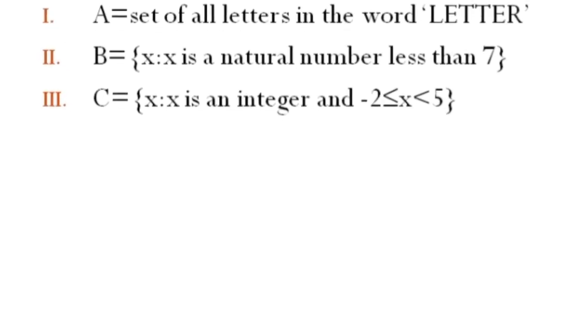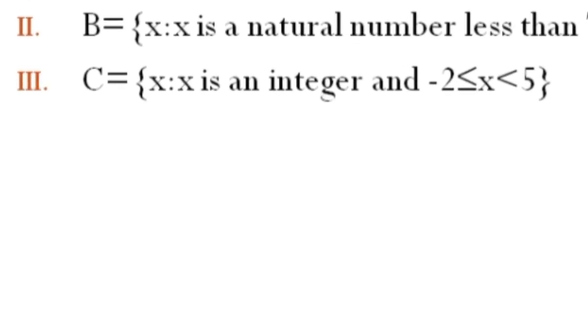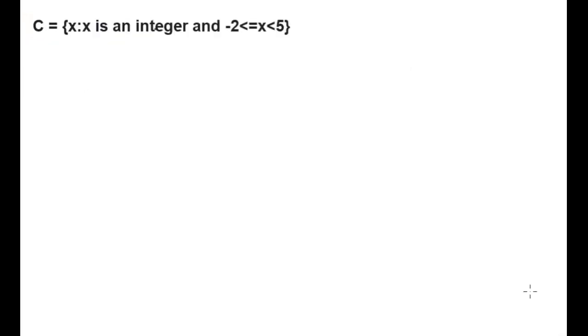Question number 3. C is a set of X where X is an integer and X is greater than equal to -2 and less than 5. So let's start to write this in a roster form. So our question is this. C is a set of X where X is an integer where X is greater than equal to -2 and less than 5.